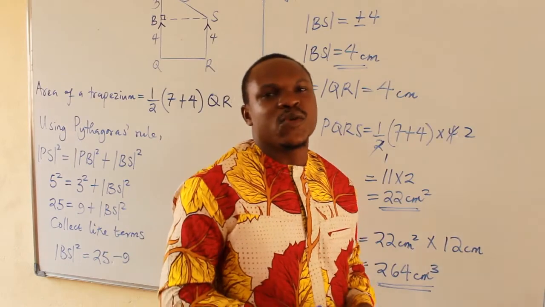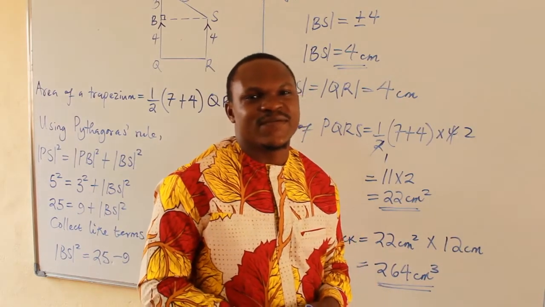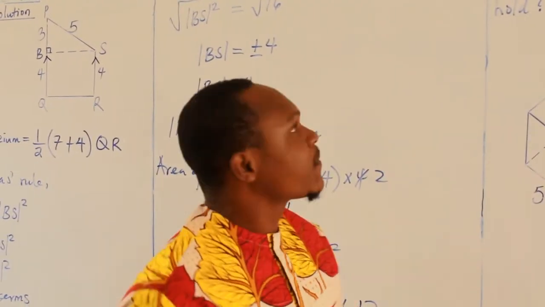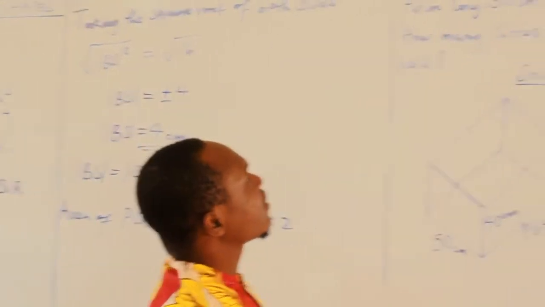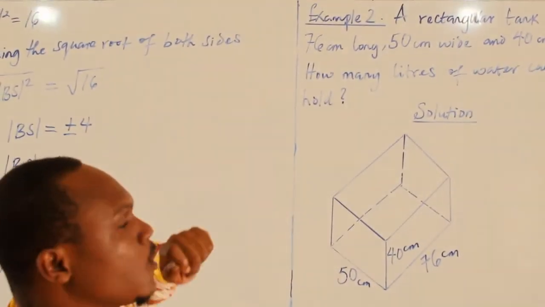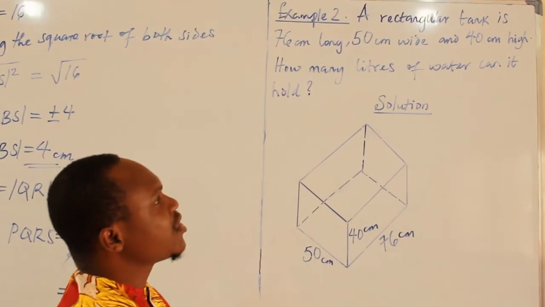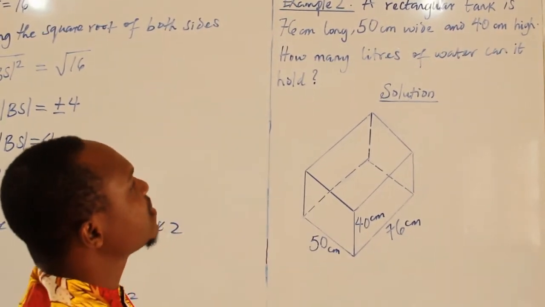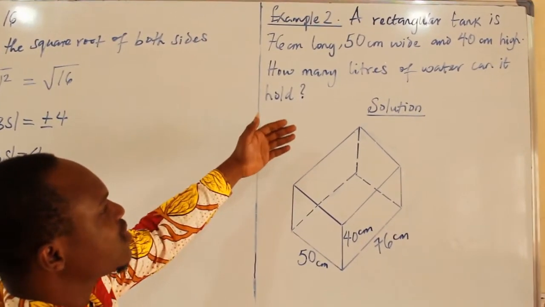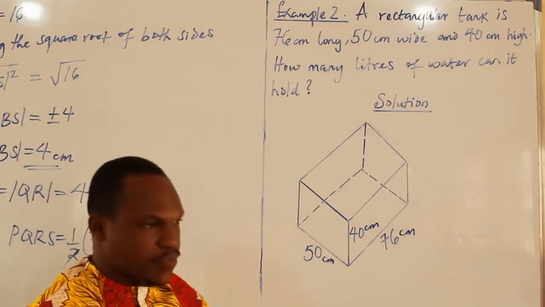Now we move on to the next example. Example 2. A rectangular tank is 76 centimeters long, 50 centimeters wide, and 40 centimeters high. How many liters of water can it hold?